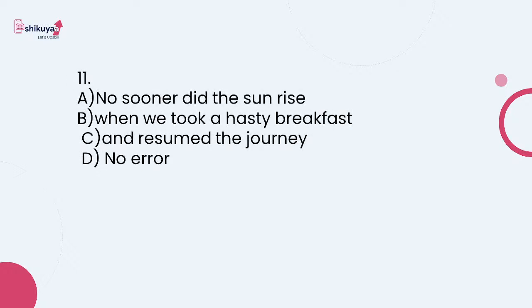Next question is, no sooner did the sun rise when he took a hasty breakfast and resumed the journey. So part A, no sooner did the sun rise. This is in past tense. Okay, use of no sooner is there. Part B, when he took a hasty breakfast. Okay, so students, if you see, instead of when we should use here than, because that is part of, you can say, parallels. No sooner did the sun rise than he took a hasty breakfast and resumed the journey.